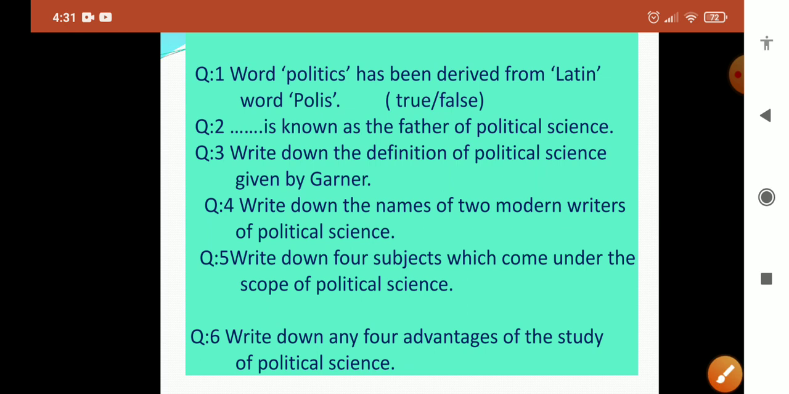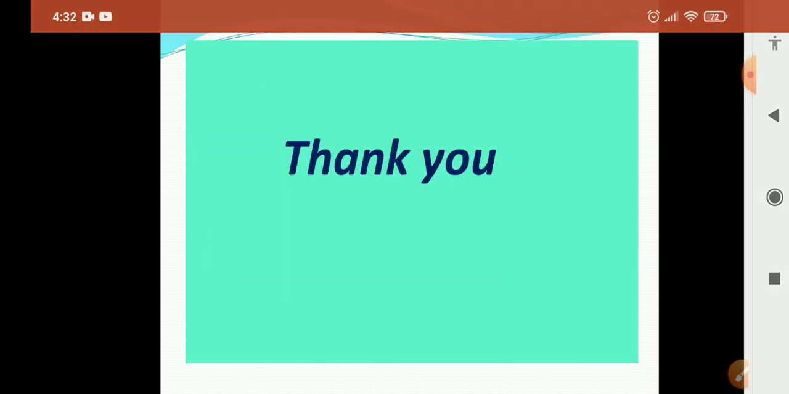Write down the four advantages of studying political science. So there are many advantages of political science that we just did. For example, number one, it creates an ideal citizen. It gives knowledge about the state and the government. It is helpful in the success of democracy. It gives knowledge about our rights and duties. And it is also helpful in the selection of political ideologies, right? It is helpful in the formation of political parties. It is helpful in solving the problems of the country. So this way you could write many points.